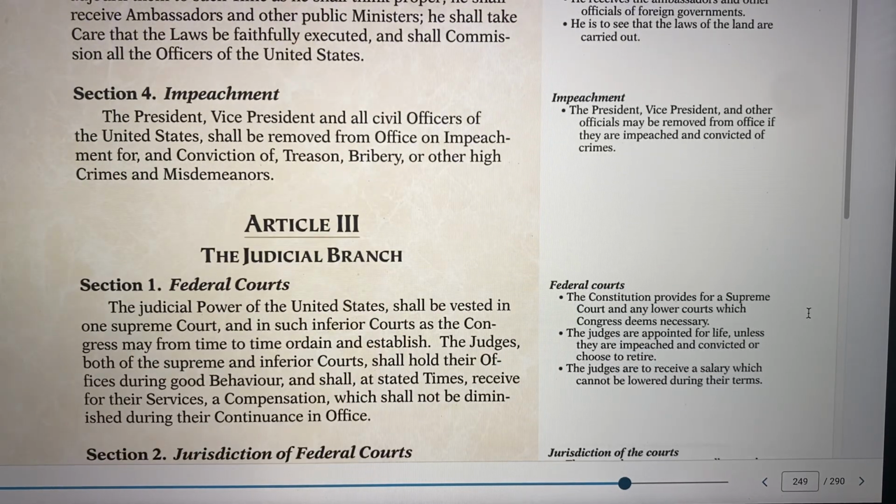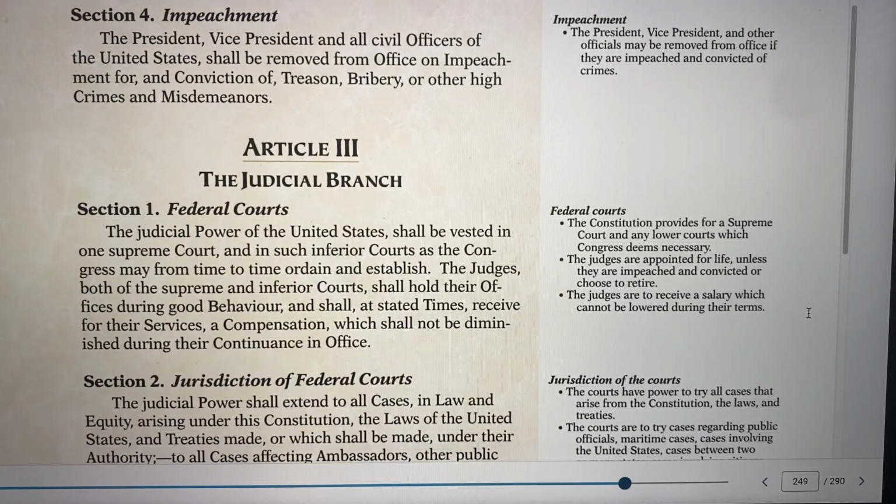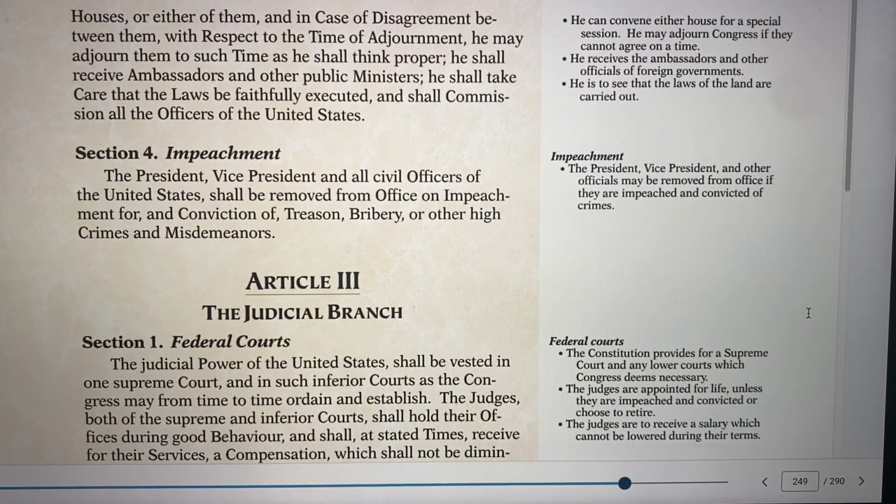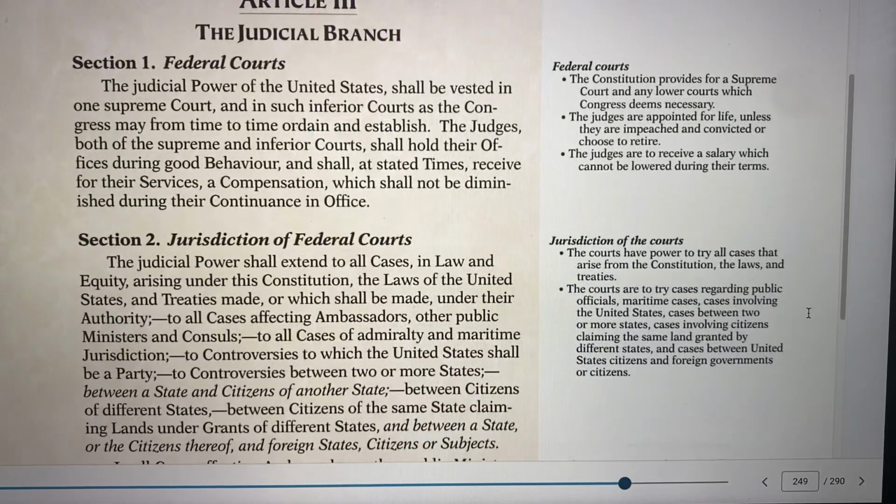A president can be impeached. The president, vice president, and other officers may be removed from office if they are impeached and convicted of crimes. The impeachment is charged by the House of Representatives, and then they're tried in the Senate if it's for the president. They can be impeached, but the impeachment may not come through. They have to be at least, I think it's 2/3. Maybe it's 3/4, but I think it's 2/3.